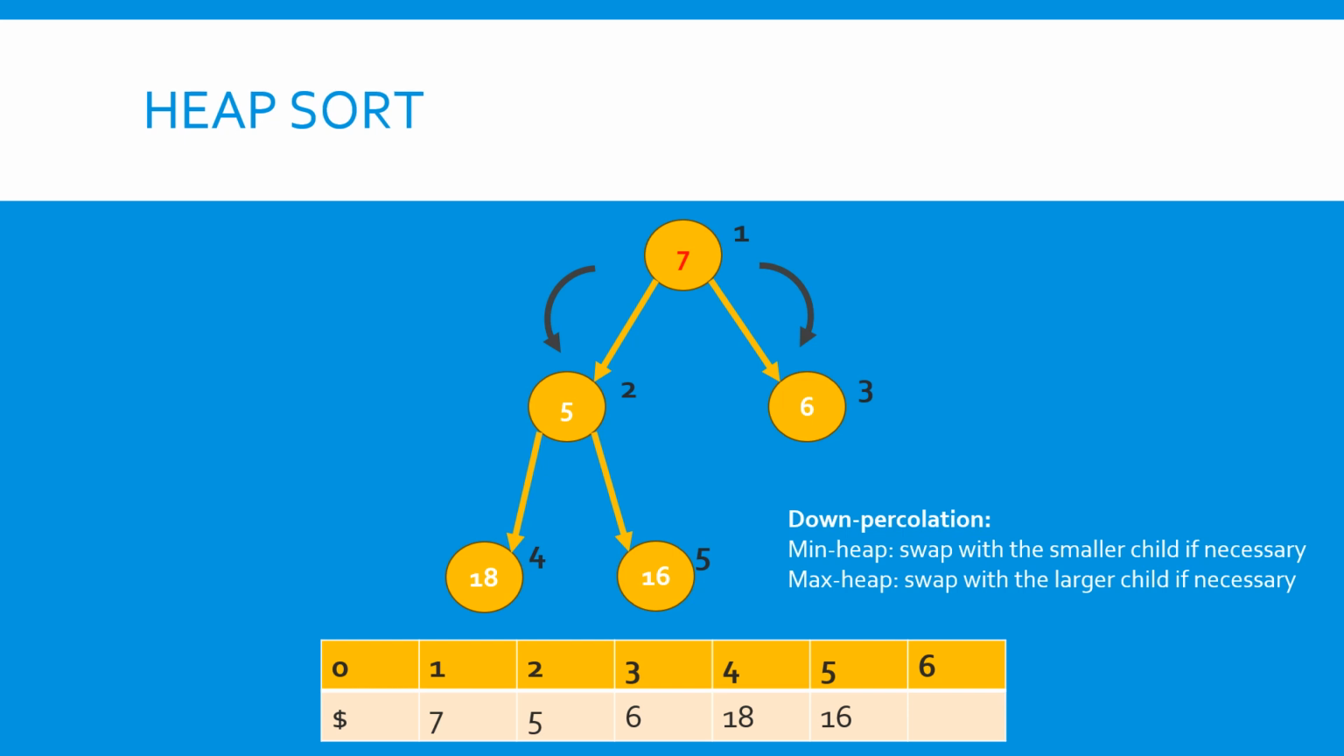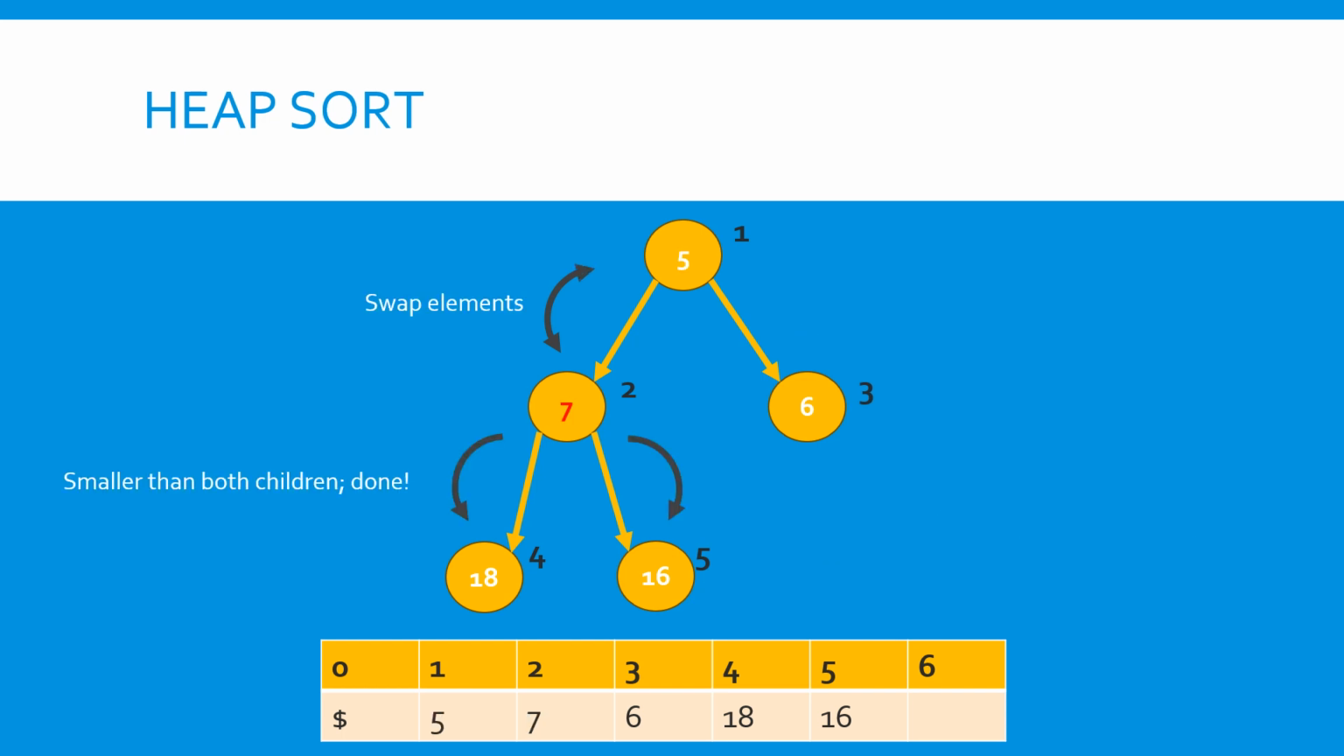For max heap, we should swap the node with its larger child if the node is smaller than the larger child. In this example, we know 7 is larger than its smaller child 5. So, we swap 7 with 5. Now, we proceed with the down percolation for 7. We also compare it with its two children and find that 7 is smaller than the smaller child. In this case, the heap property is ensured, and no further down percolation is needed.